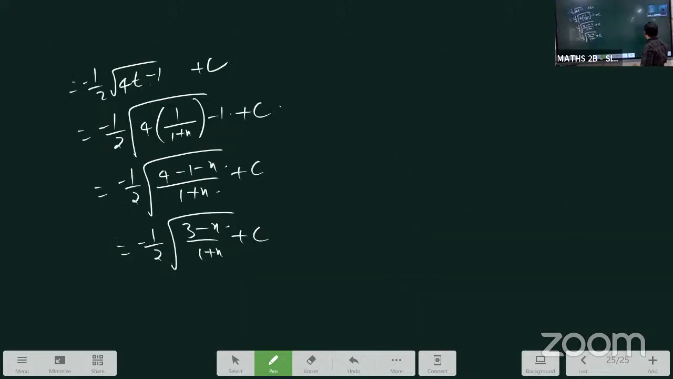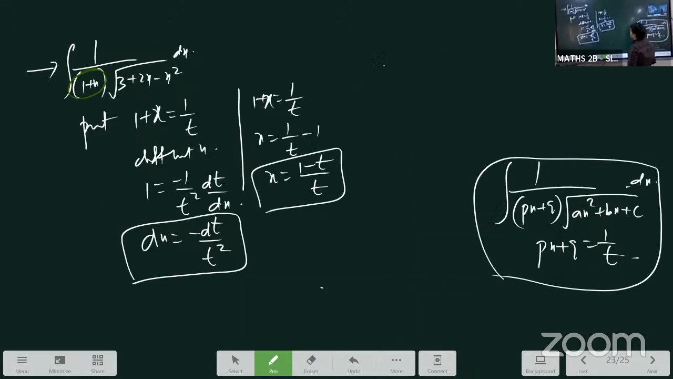Right? Once again, I'm repeating this model. What is this model? It says, if it is in the form of integration of 1 by (px plus q) into under root of ax square plus bx plus c, then px plus q, you are going to take it as 1 by t. Differentiate with respect to x, 1 equal to minus 1 by t square dt by dx, then dx equal to minus dt by t square. Now 1 plus x is nothing but 1 by t, x in terms of t also we want, right?